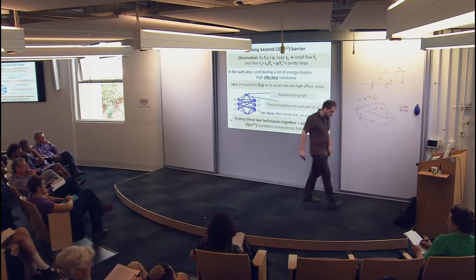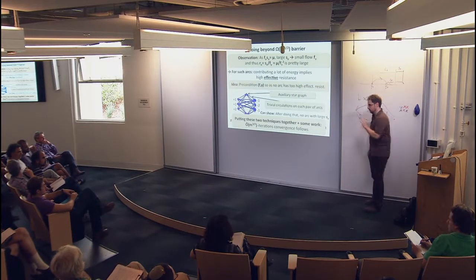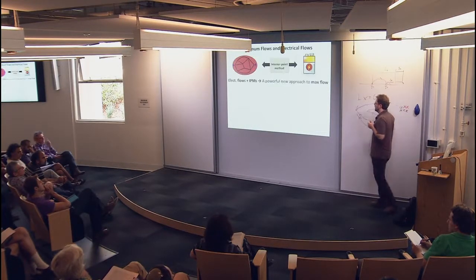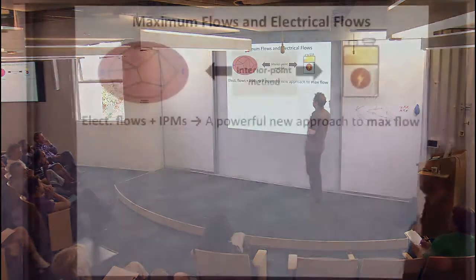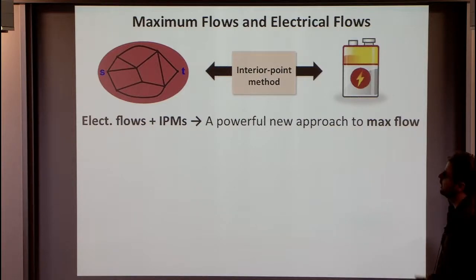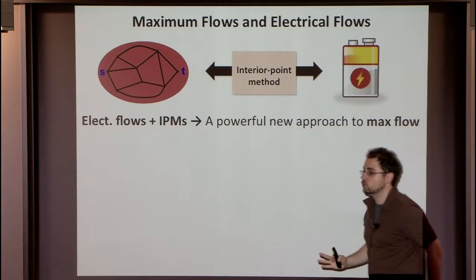Right? So, I could tell you more, but I'm over time, and there's yet another way of looking at what's happening here at the high level. But okay, that's all I wanted to say. So let me just, as John said, pontificate. What I showed in this talk is that using elliptical flows for the central path method is a powerful new approach to max flow.